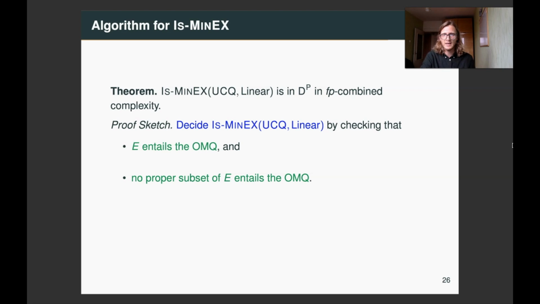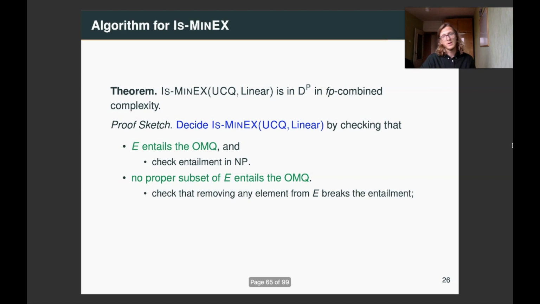Okay, so we just show for IsMinEx in this case just the membership result, because the hardness result is slightly too complicated to present here. So we can decide IsMinEx by checking that this subset of the database E entails the ontology-mediated query, and that no proper subset of E entails this ontology-mediated query, right? That is minimality. So we can check entailment in NP, because checking entailment in the linear fragment in FP combined complexity is in NP.